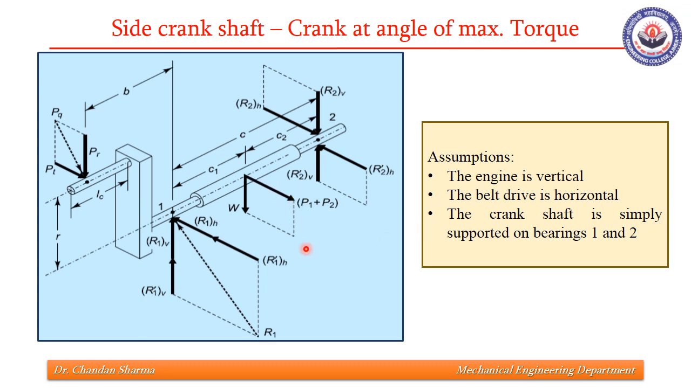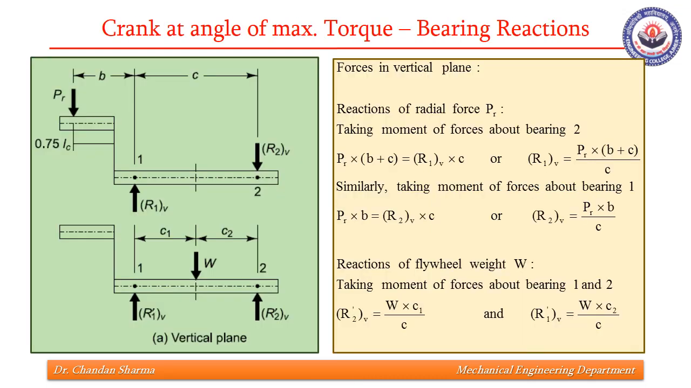The assumptions are the engine is assumed vertical, belt drive is assumed horizontal, and crankshaft is simply supported on bearing 1 and 2. So again we need to find reactions on bearing 1 and 2 considering the changed scenario of forces. Earlier we used to have only one force PP over here, but now we are having PR as well as PT. So on bearing 1, earlier we used to have only the vertical reactions. Now there will also be horizontal reactions. So this is the loading in vertical plane.